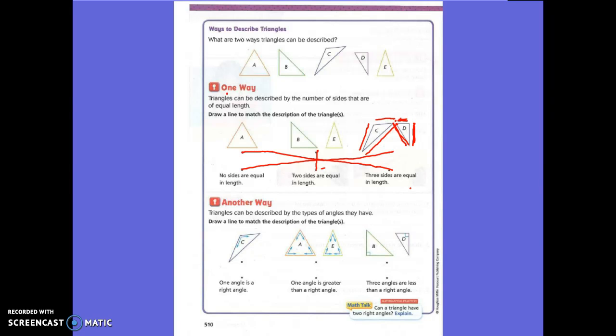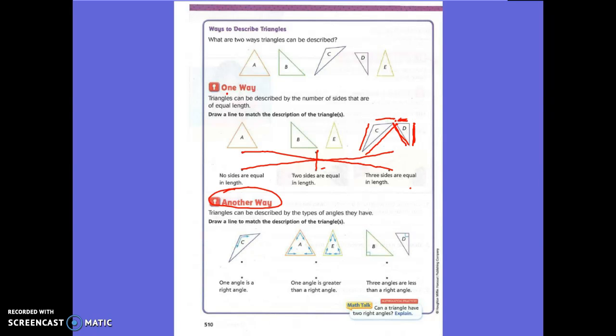Then another way to describe triangles is by the types of angles that they have. You're not just looking at the sides, you're looking at the angles. Draw a line to match the description of the angle. Look at C's angle right there. The angle is where the two arrows are.